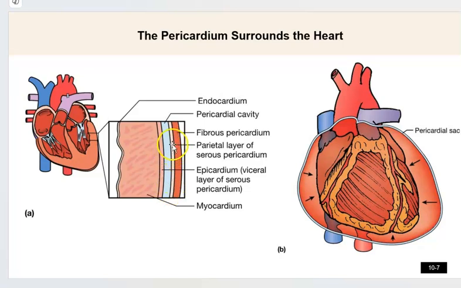And then we have this parietal layer of the serous pericardium. And then in the middle should be this cavity for our fluid. And then we have the myocardium, which is the actual heart tissue. And then we have the endocardium, which is the inside layer of the ventricle or the muscle tissue.